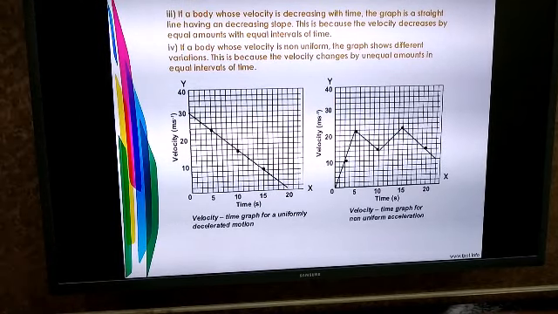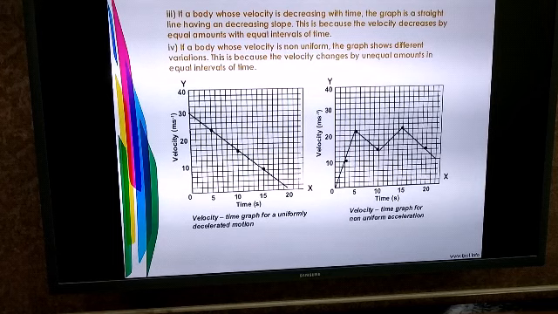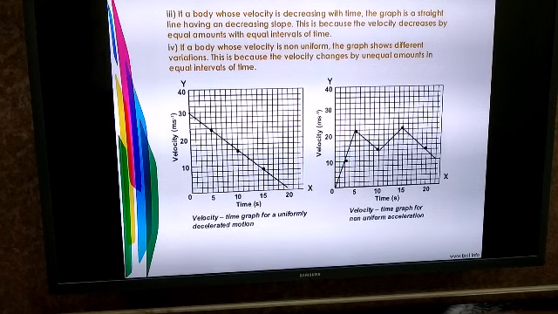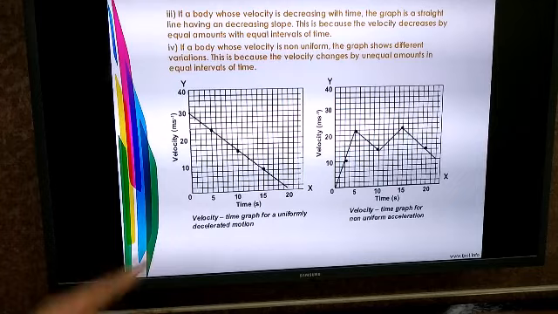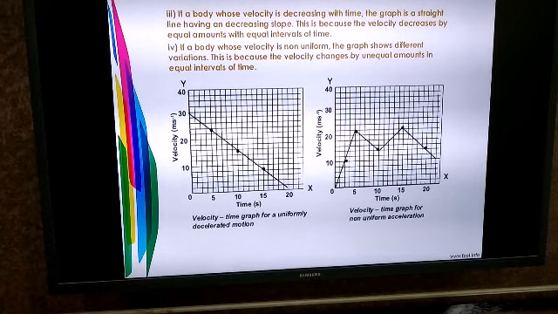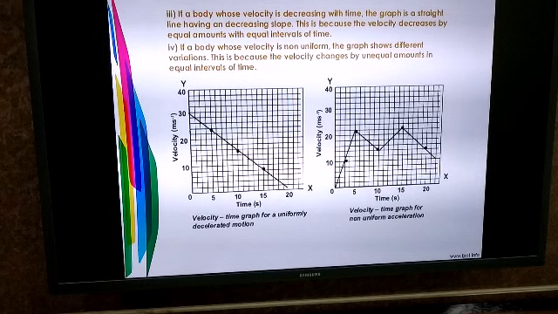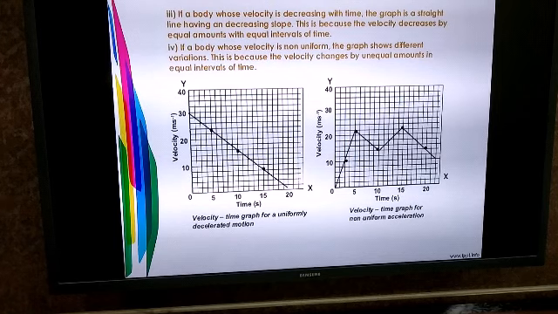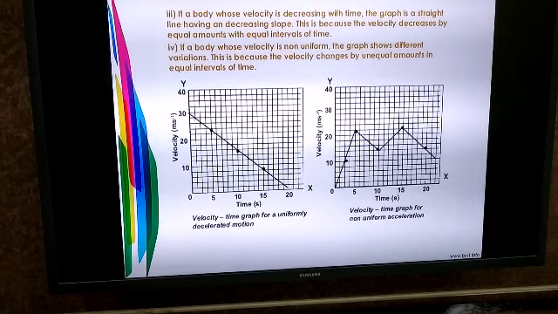The first one is a velocity time graph, where we can see that the velocity of the object is decreasing with time. So once again, this graph is a straight line, but it has a decreasing slope. Here the velocity decreases by equal amounts in equal intervals of time. The one on the right hand side is a velocity time graph for an object which is moving with non-uniform acceleration. So you will find that there is a change in velocity with respect to time. Therefore, you will find that the graph is showing a lot of variations.